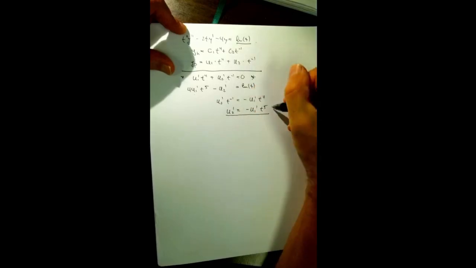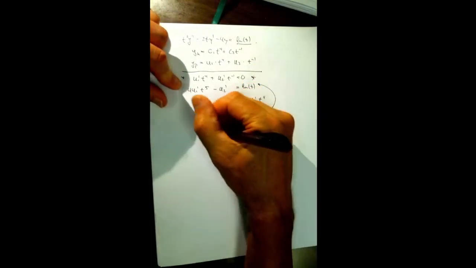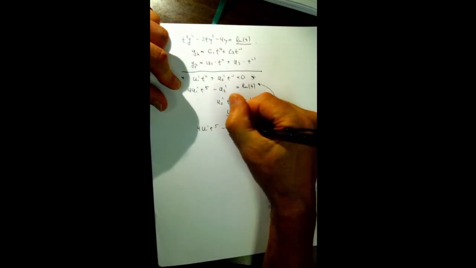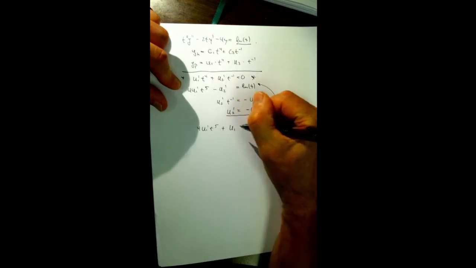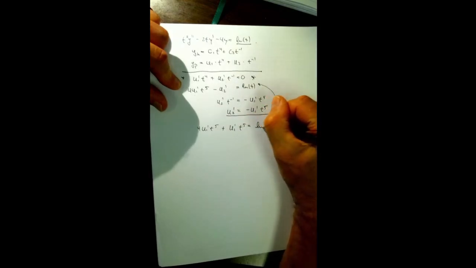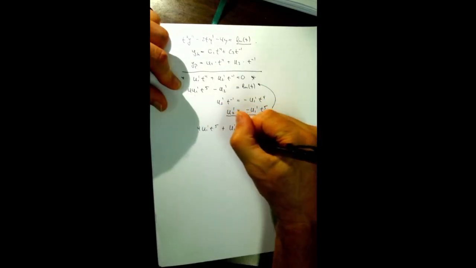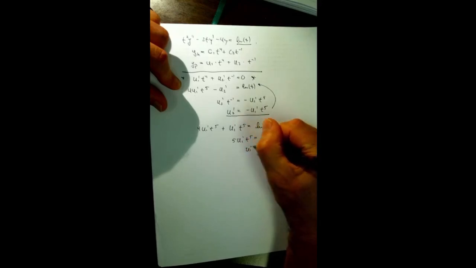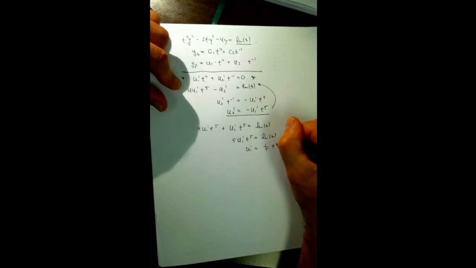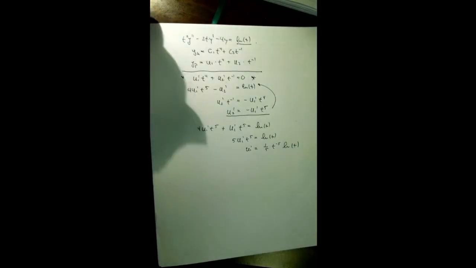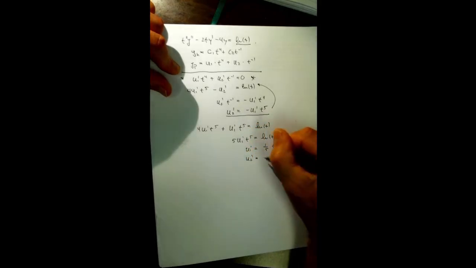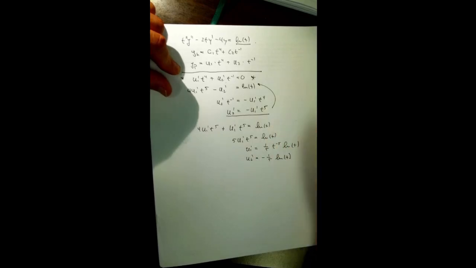And now if I plug that into this equation, I get 4U1 prime t to the fifth minus U2 prime, so it becomes minus a minus U1 prime t to the fifth is log of t. So adding those together, I get 5U1 prime t to the fifth is log of t. Sorry, U1 prime is 1/5 t to the minus 5 log of t. And then U2 prime is going to be minus that times t to the fifth, so I get minus 1/5 log of t.